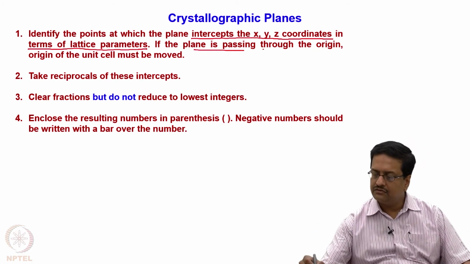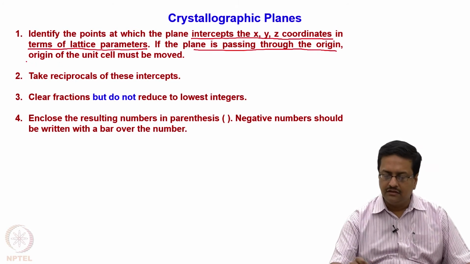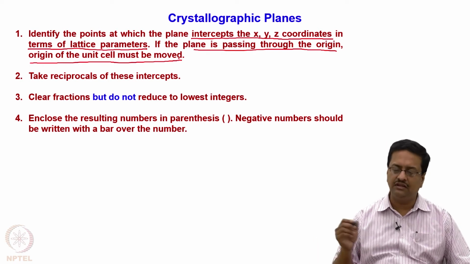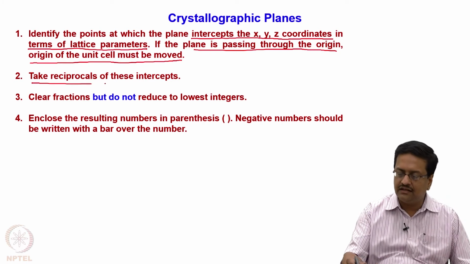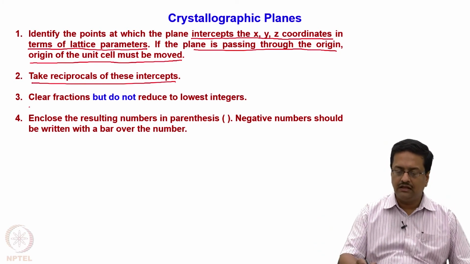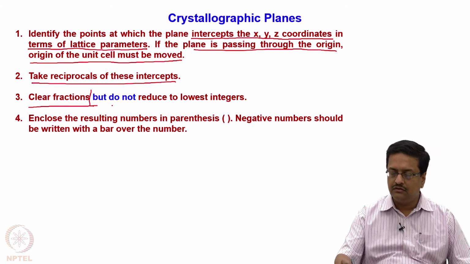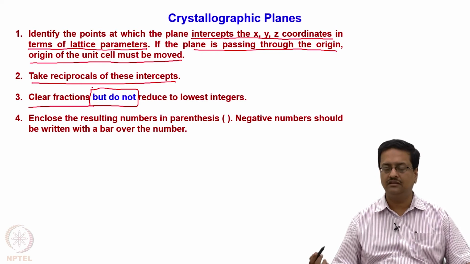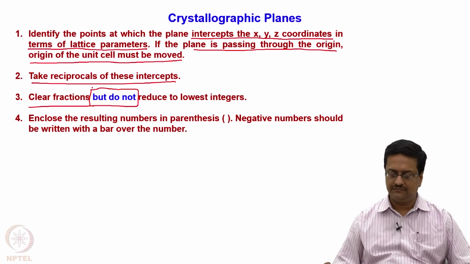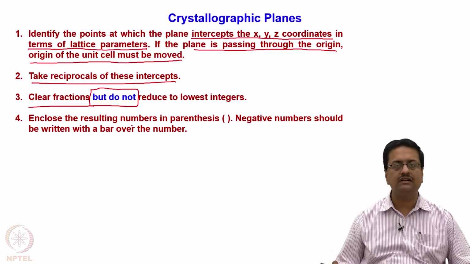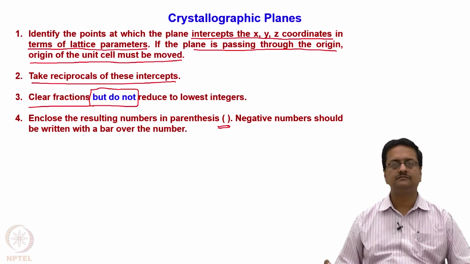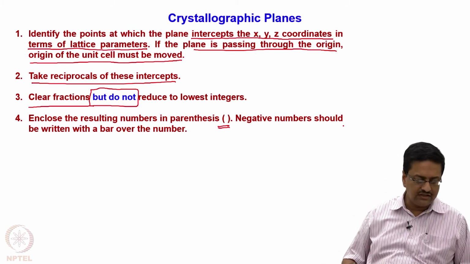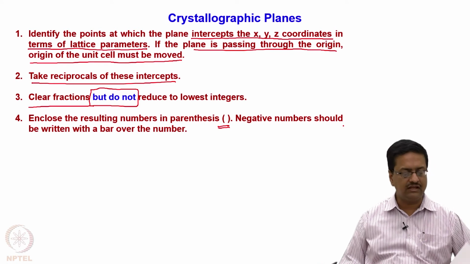If the plane is passing through the origin, the origin of the unit cell must be moved to a suitable position such that the origin does not coincide with the plane anymore. Then one should take the reciprocal of these intercepts, clear the fractions, but do not reduce to lowest integers, which is different from what we saw in case of directions, and then enclose the resulting numbers in first brackets, and negative numbers as usual should be written with a bar. So, let us see the case of a few examples.